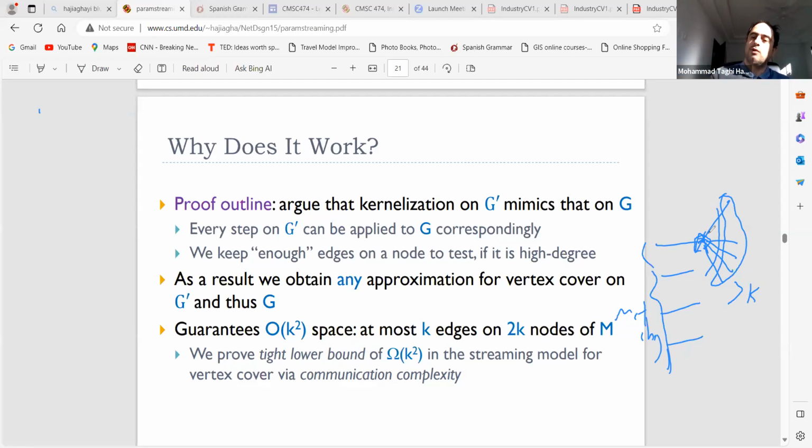So the total size would be the size of the matching, which is 2k vertices. The degree of each of them is at most k, so it is 2k squared. And this is actually the best that we can do in terms of the number of edges. There is a tight lower bound that in the streaming model, you cannot do anything better. But that's the thing that we discussed previous time. The catch there.